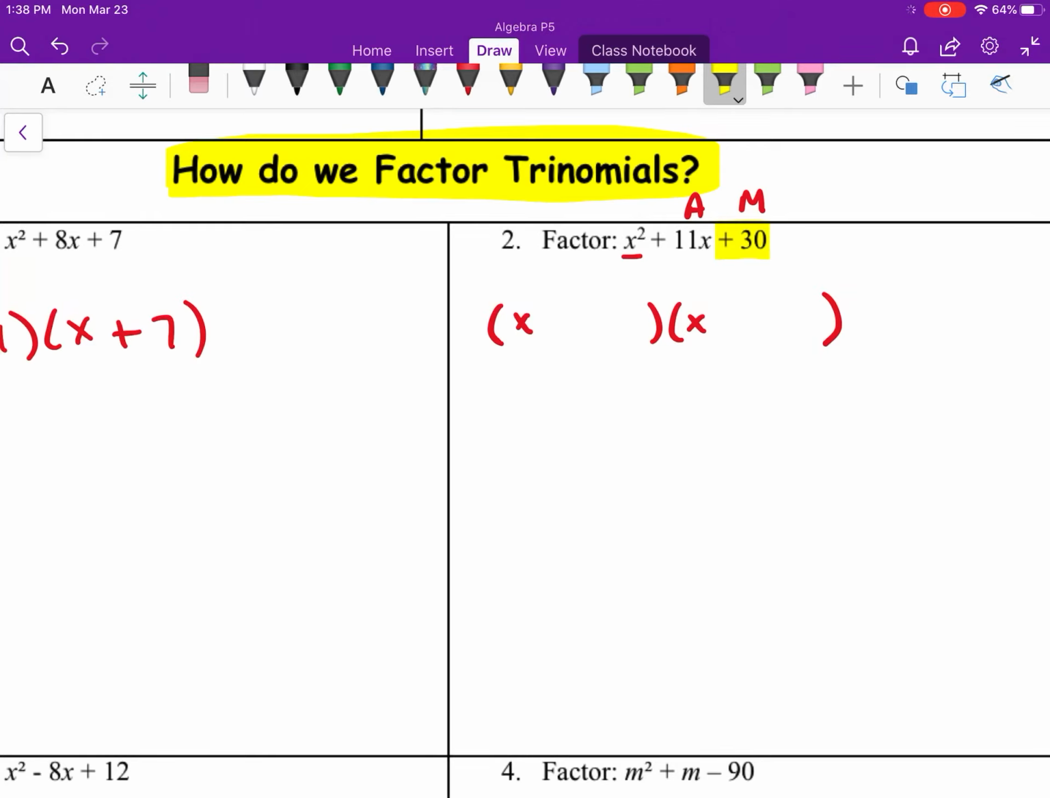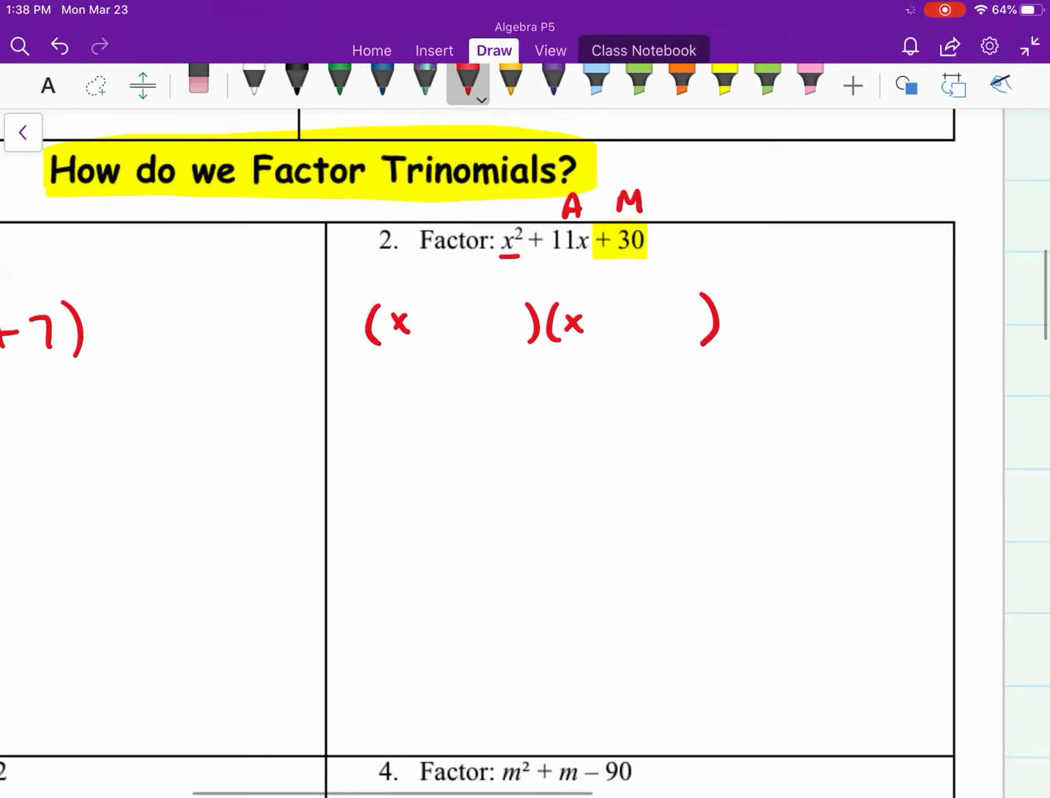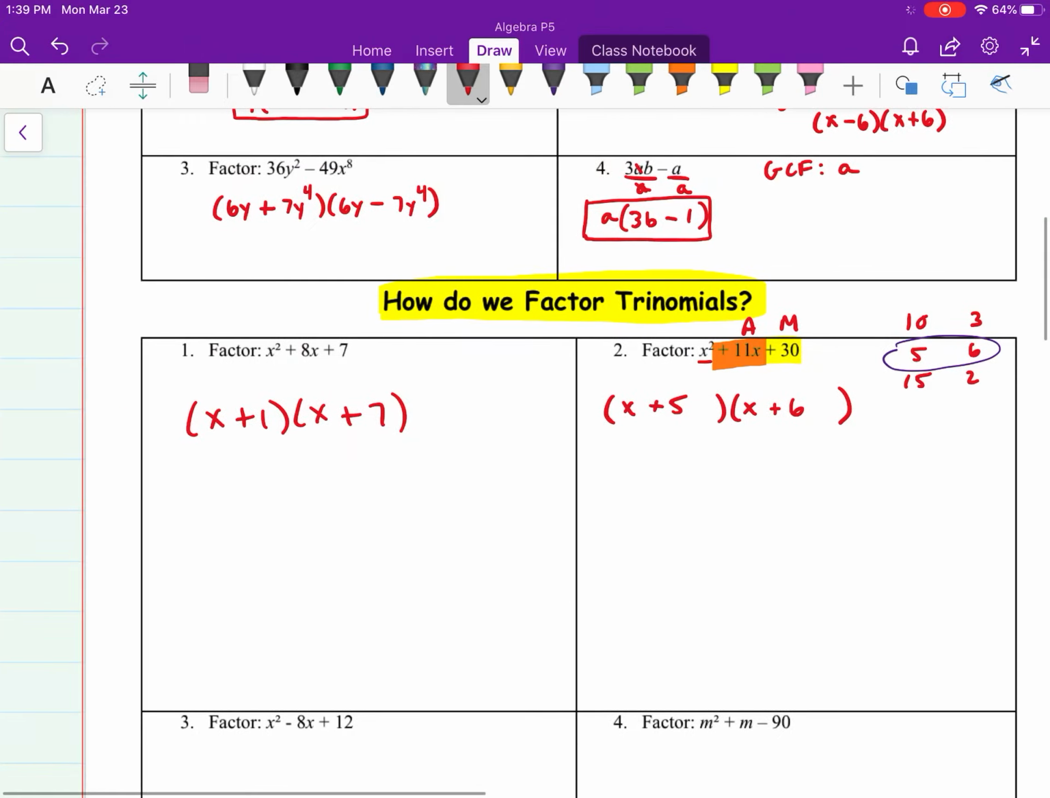Now I got to think of numbers that multiply to positive 30. Well, I could know, let's see, 10 times 3, 5 times 6, 15 times 2. However, I want the numbers to also add up. That's the important part here. Not just picking any two random numbers that multiply to 30. They also have to have a sum or add to 11. So I'm looking at positive 5 and positive 6. So the solution is x plus 5 times x plus 6.